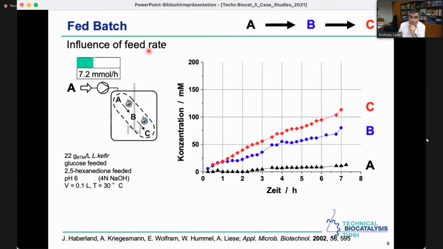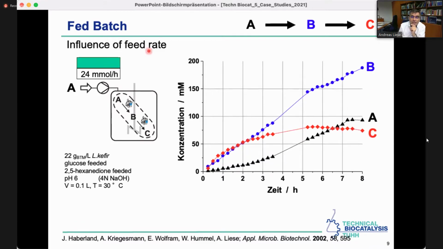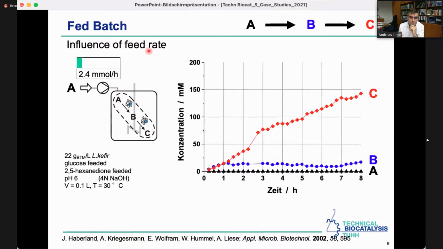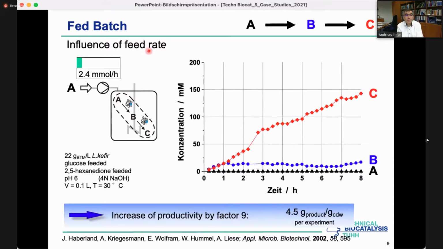So you can see the influence of the feed rate is significant, and that's also a learning point. So independent of the bio part, of the biotech part, process engineering determines the performance of the overall system and determines what are the points of optimization. Yeah, and with this, the productivity could be increased by a factor of 9. From starting around 0.5, we're now at 4.5 grams of product per gram of cell dry weight just by switching to the feed rate with the appropriate rate.